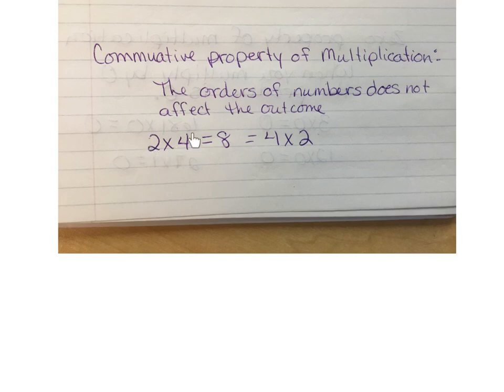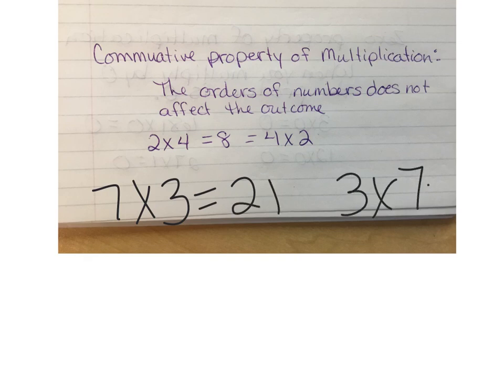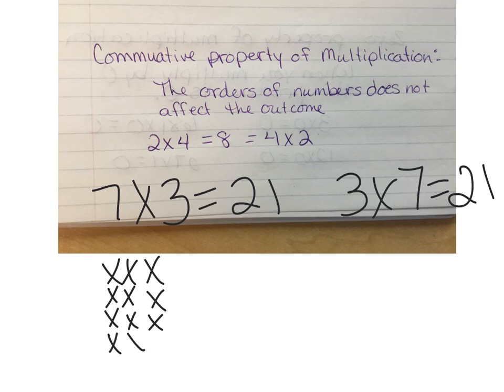So if I have 2 times 4, it's going to equal 8 just the same as 4 times 2. I can flip-flop my numbers, whatever order they're in does not affect the outcome. So if I had 7 times 3, it's going to equal 21. If I had 3 times 7, it's still going to equal 21, and I could draw the array for it. This one's going to be 7 groups of 3, with 7 groups of 3 at the bottom. There's still going to be 21.